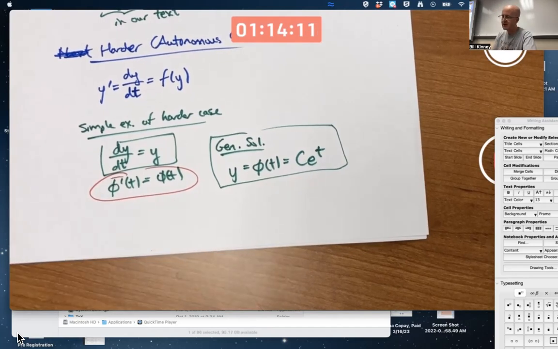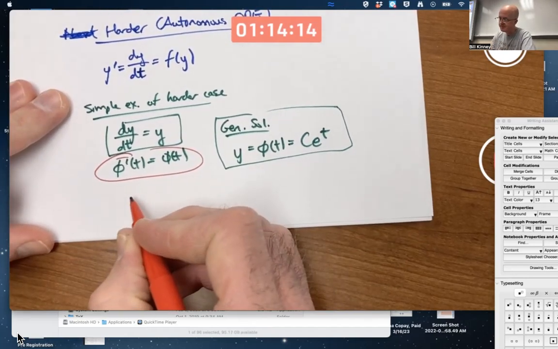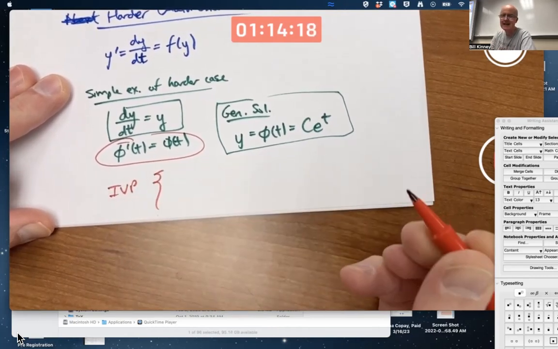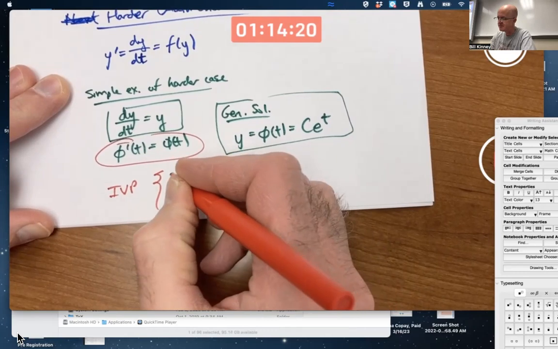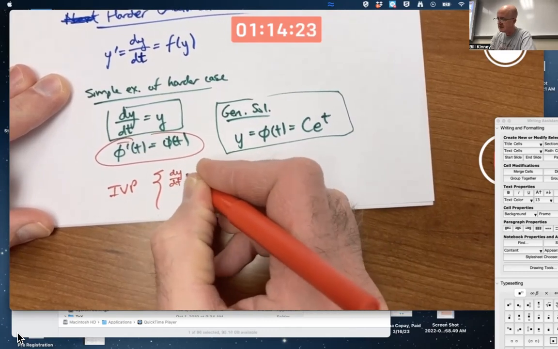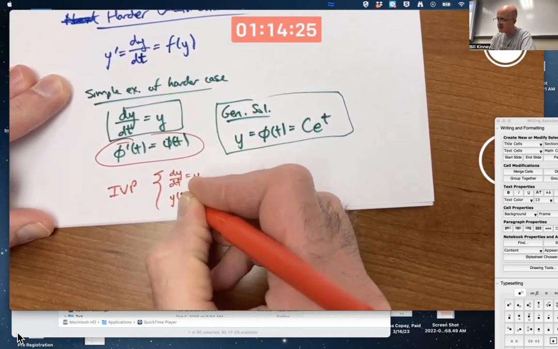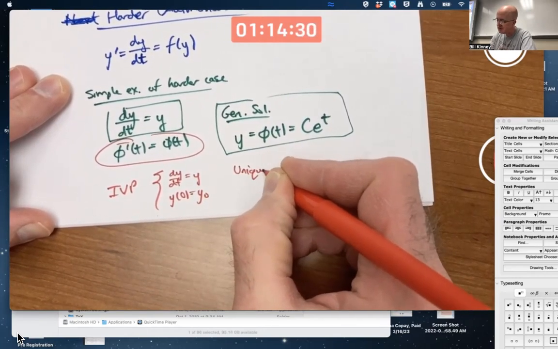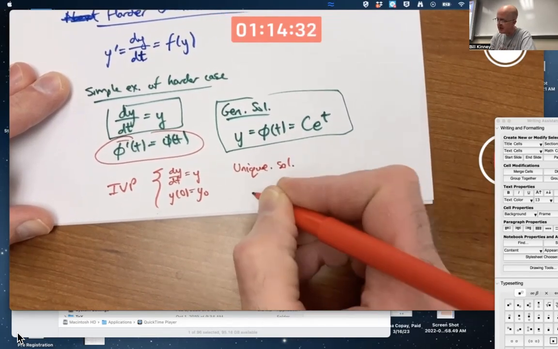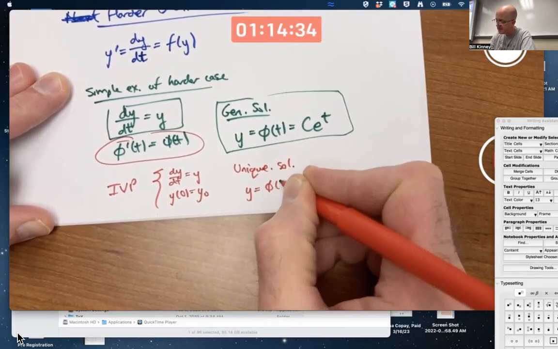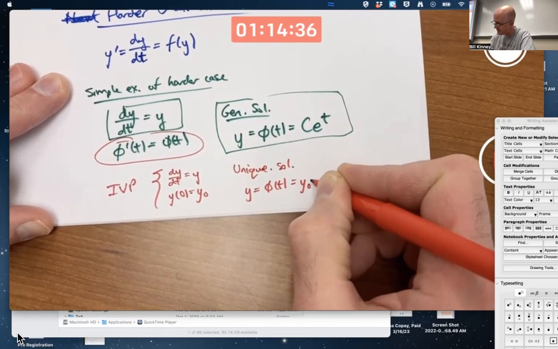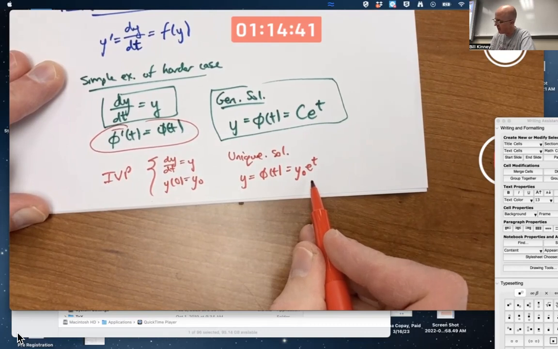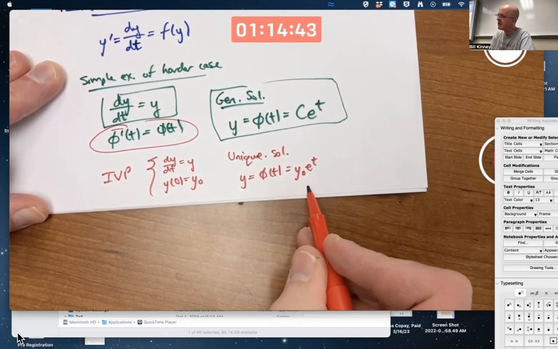And once again, you could have an initial value problem. And by the way, when you write initial value problems, IVPs, you typically write it as a system of equations. dy/dt equals y in this case, say y of 0 equals y sub 0. The unique solution of that initial value problem would be phi of t equals y sub 0 times e to the t. Because if you plug in t equals 0 here, e to the 0 is 1, y0 times 1 is y0.